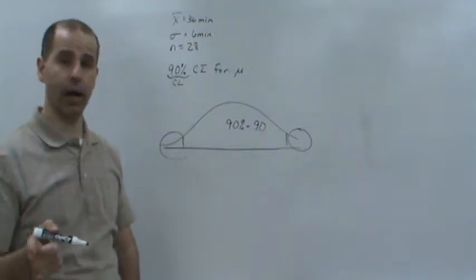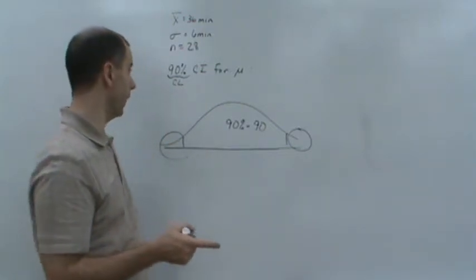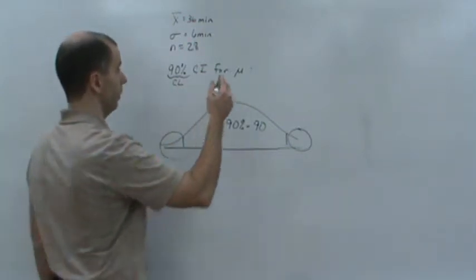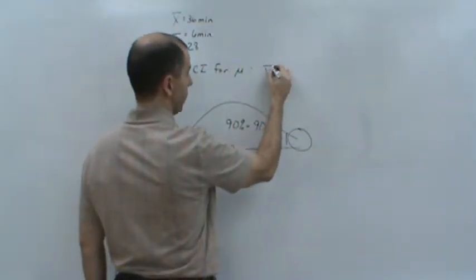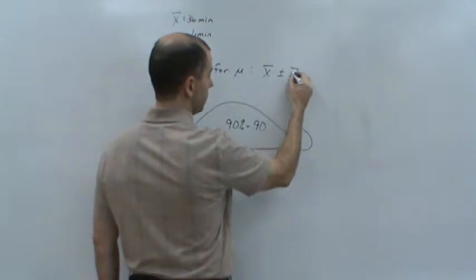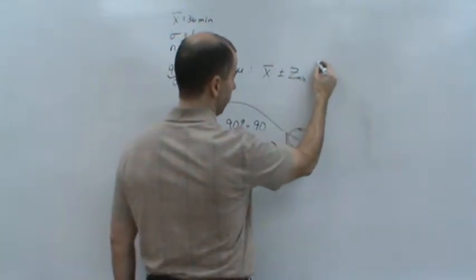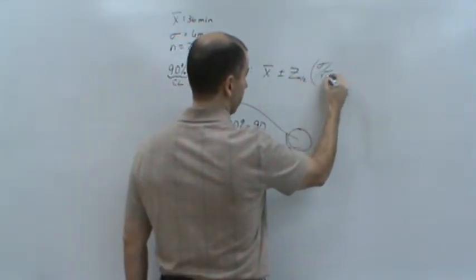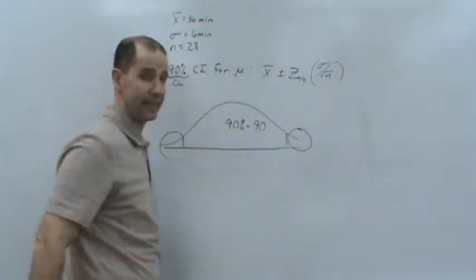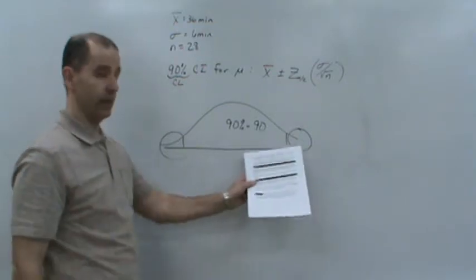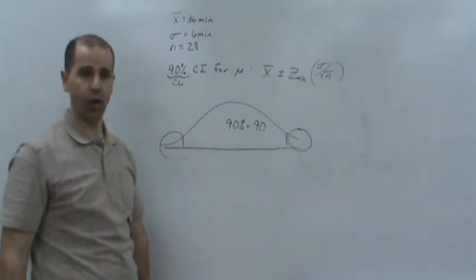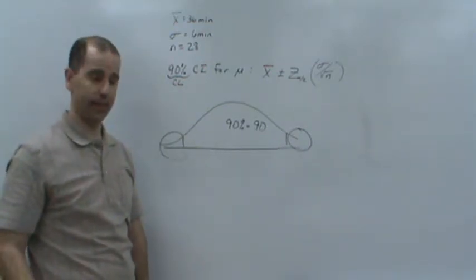And here's where I'm going to define alpha. Okay? So remember, the confidence interval for mu in general is x bar plus or minus z alpha divided by 2 times sigma over the square root of n. So I'm going to explain alpha. What is that alpha? Okay? Alpha is the area in the tails. That's all you have to know. It's the area in the tails.